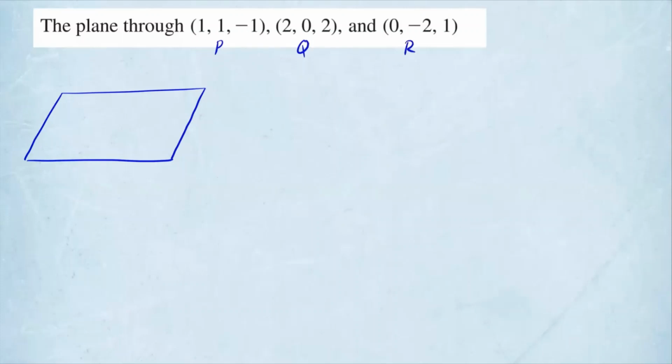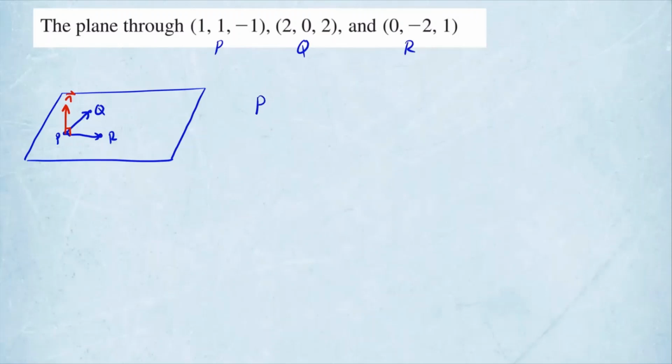So we need a vector from P to Q and P to R. So let's say P is here, Q is here, and R is here. We're going to find a vector from here to here and a vector from here to here. Then the normal of the plane will be perpendicular to both of these vectors, so that will be the normal vector. Now, how do we find that vector? Well, we're going to perform the cross product of those two vectors. So that's the idea with this example.